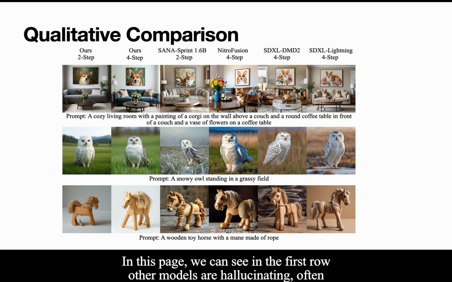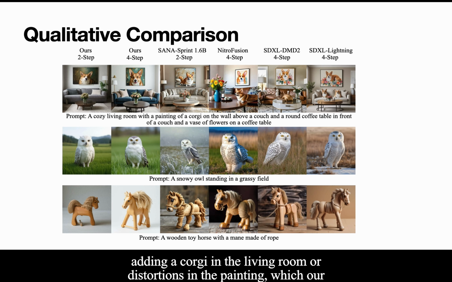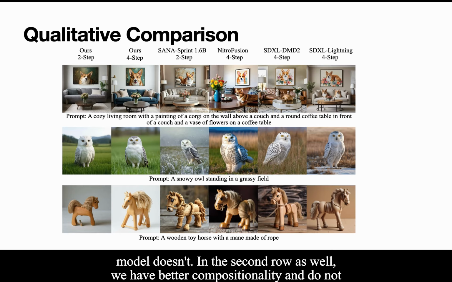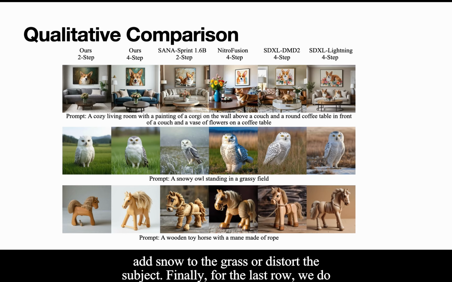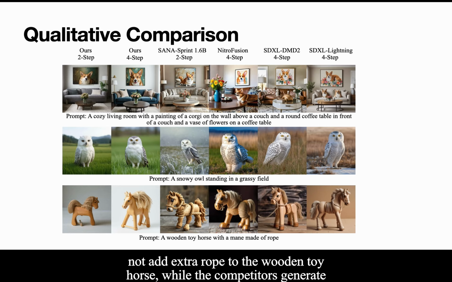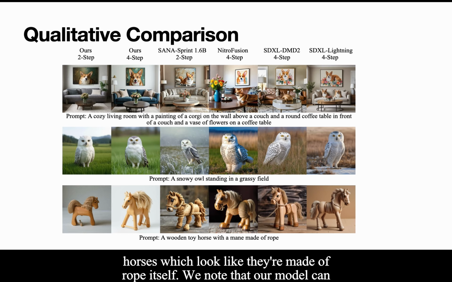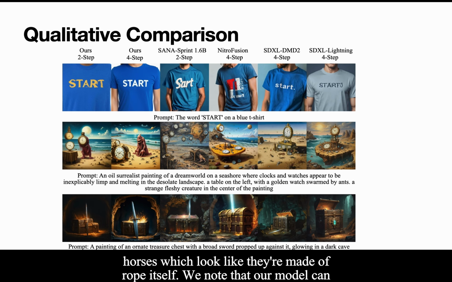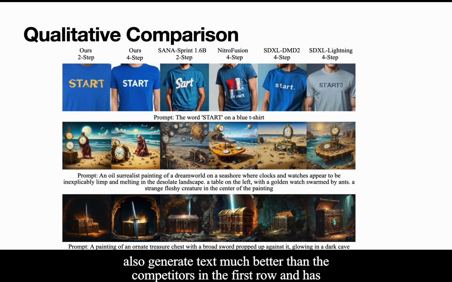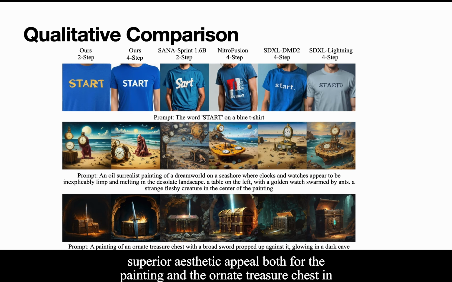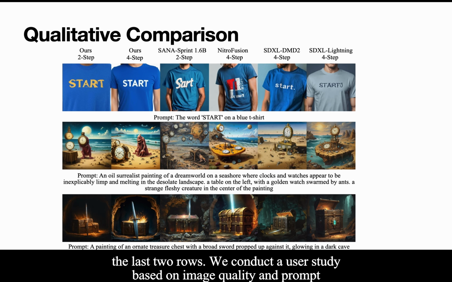In this page, we can see in the first row, other models are hallucinating, often adding a corgi in the living room or distortions in the painting, which our model doesn't. In the second row as well, we have better compositionality and do not add snow to the grass or distort the subject. Finally, for the last row, we do not add extra rope to the wooden toy horse, while the competitors generate horses which look like they're made of rope itself. We note that our model can also generate text much better than the competitors in the first row and have superior aesthetic appeal both for the painting and the ornate treasure chest in the last two rows.